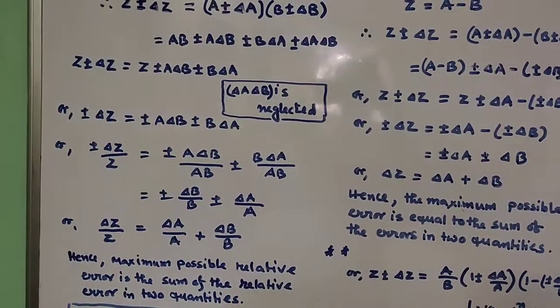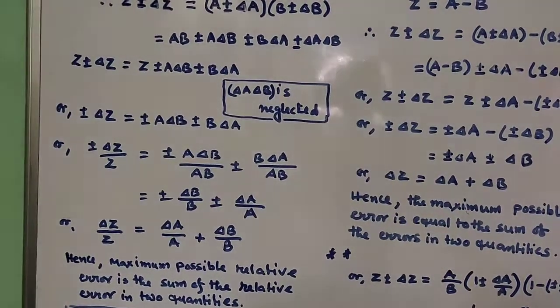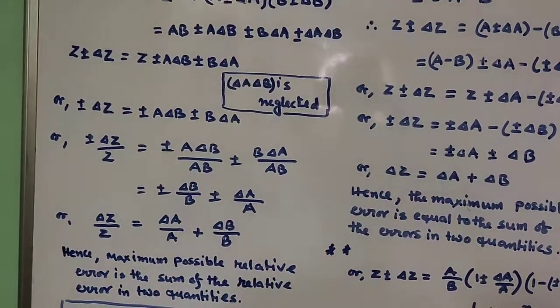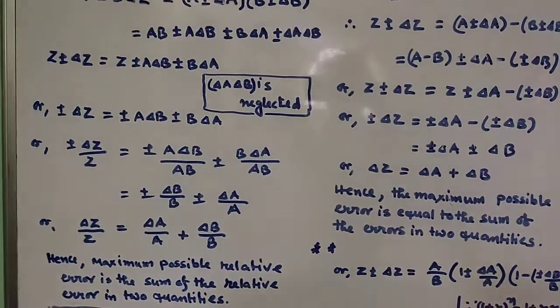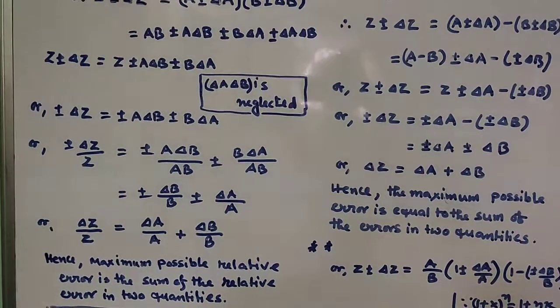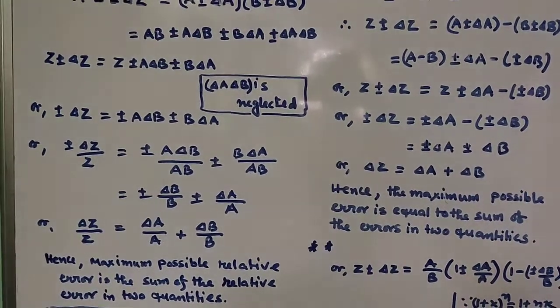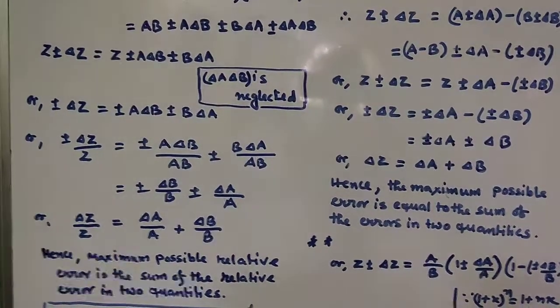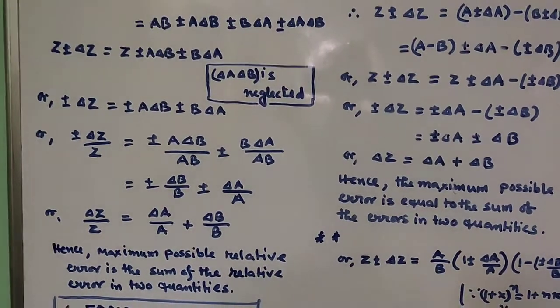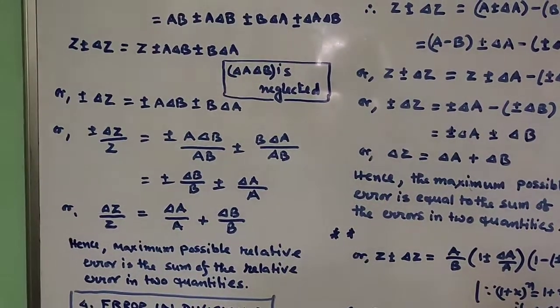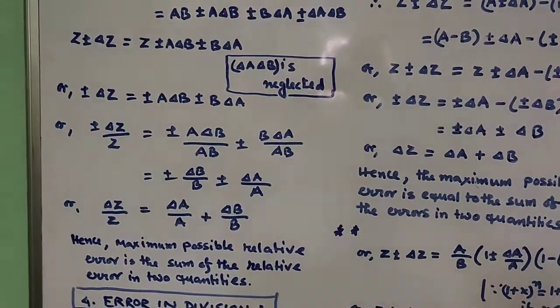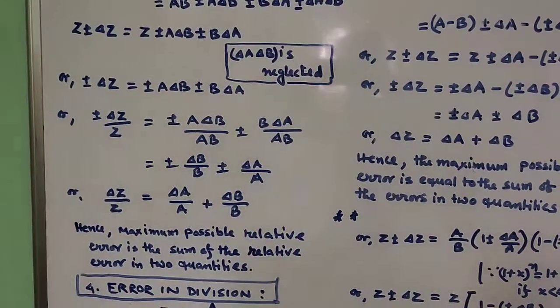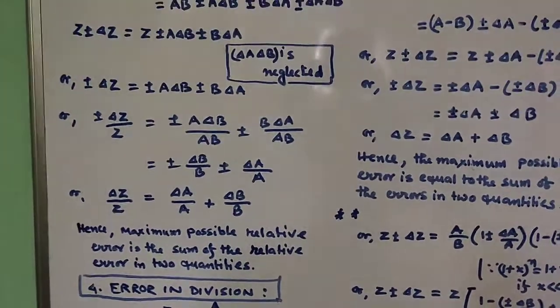So if you divide this expression throughout by Z equal to AB, then you will get ±ΔZ/Z = ±AΔB/AB ± BΔA/AB. So on simplification, A goes off, B goes off. So you will get ±ΔB/B ± ΔA/A = ±ΔZ/Z. So finally you can get ΔZ/Z = ±(ΔA/A + ΔB/B).